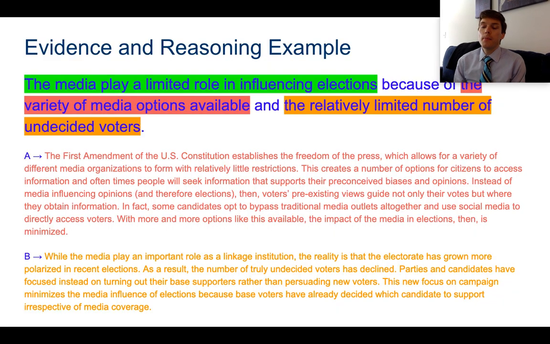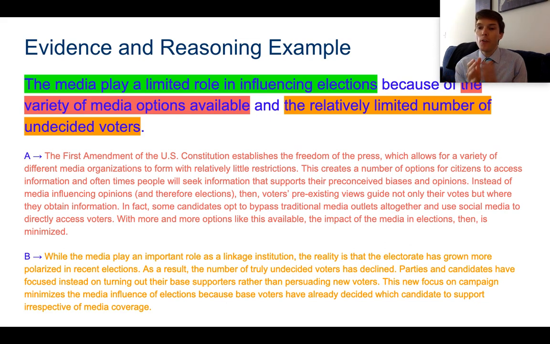So let's look at some examples here then. Going back to my original thesis statements I gave you. The media play a limited role in influencing elections. That's my defensible claim. So both of my arguments, when I explain my evidence, have to tie back to that claim because of the variety of media options available and the relatively limited number of undecided voters.